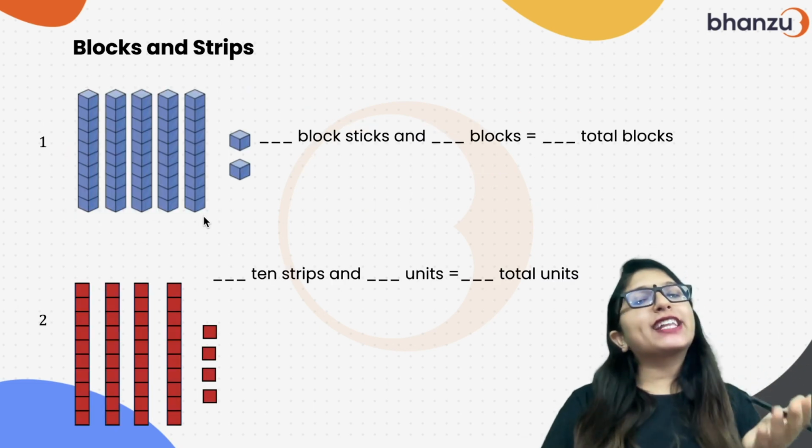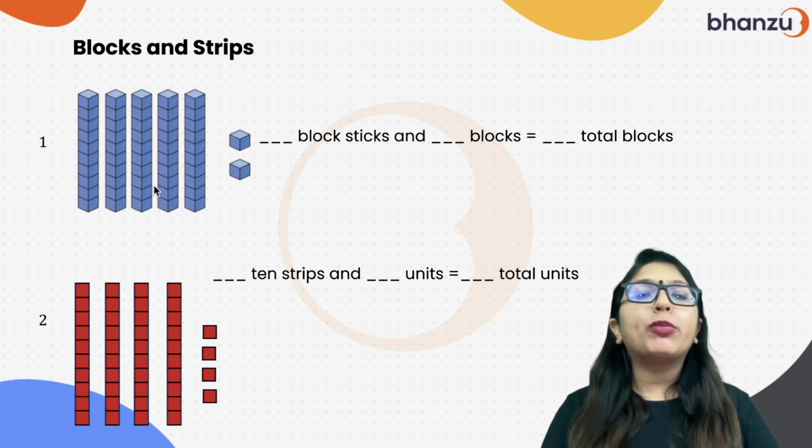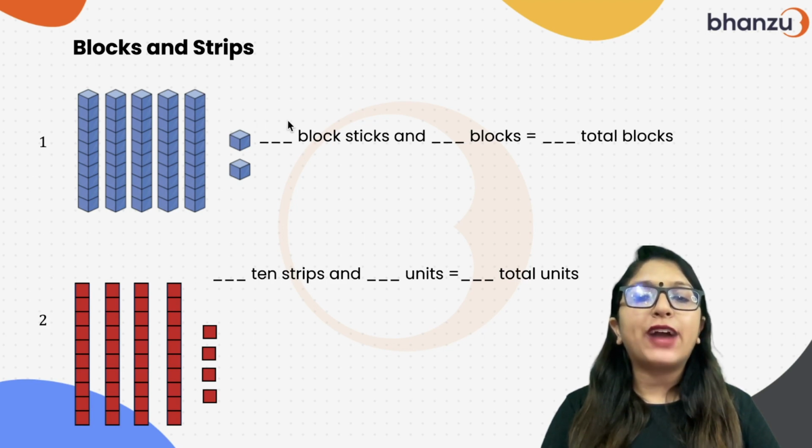Okay. So here we can count the block sticks easily, right? So how many block sticks are there? 1, 2, 3, 4, 5. 5 block sticks.